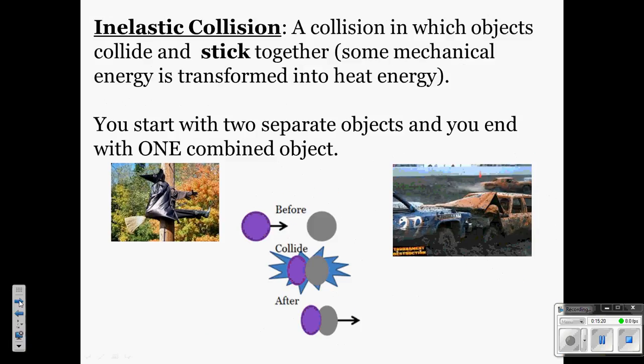So now we're going to talk about inelastic collisions. A collision in which objects collide and stick together is an inelastic collision. Now, in this situation, there is some mechanical energy that is transformed into heat energy. So these objects will collide and they stick, and they'll either move to the left or they'll move to the right, but they stay together. So the difference in the inelastic collision is that you start out with two separate objects and you end up with one combined object.